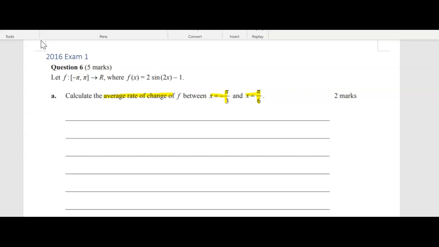Okay, so let's first of all substitute in negative pi on 3, 2 sine 2 times negative pi on 3. And don't forget that minus 1. Oh gosh. You know, I feel like questions like this, you might rush and forget that minus 1. All right, and then we'll also substitute in the pi on 6. 2 sine 2 times pi on 6, and don't forget that minus 1 on the end.